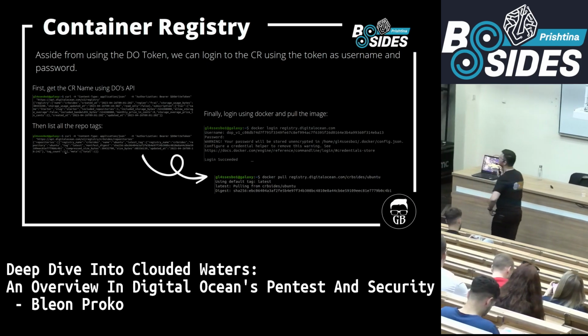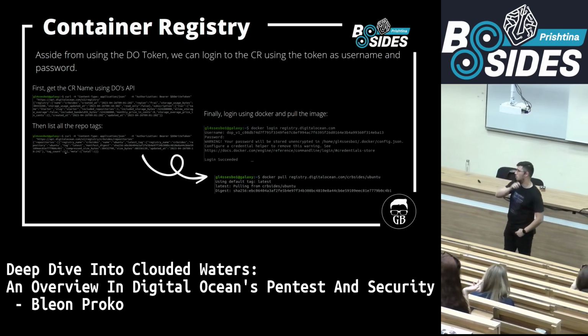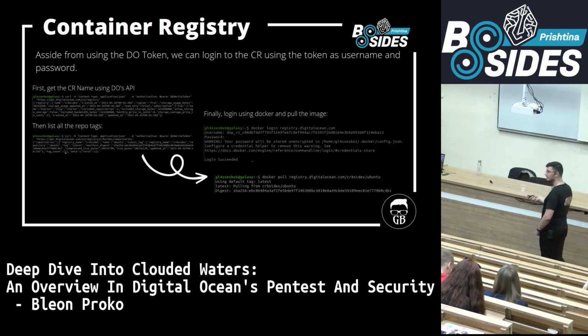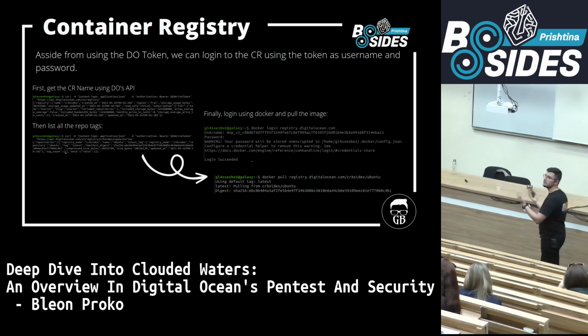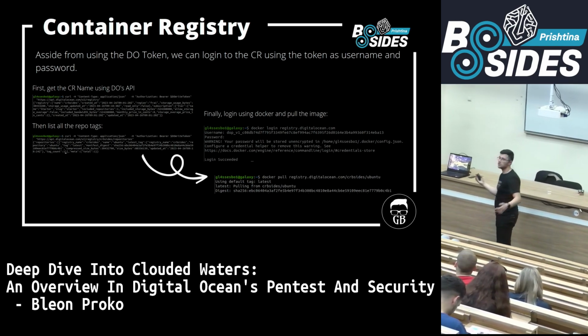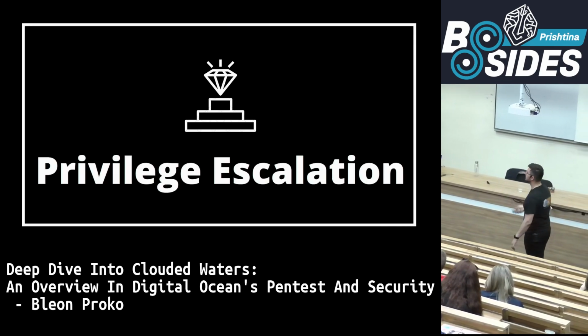For the container registry, you can use the token on everything else, or you can just log in to the registry using Docker. You can list the container registries, you can list the repos, you can log in with Docker, and you will be able to get the image. And after that, you can also update the image, put your own malware on it. I don't know, even just getting it and finding sensitive information, you will still be able to do that.